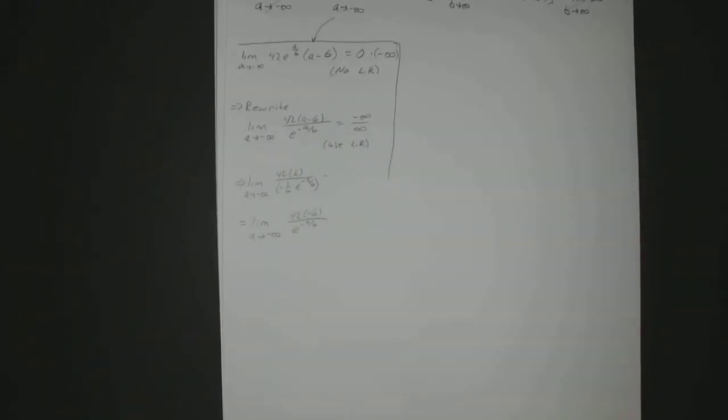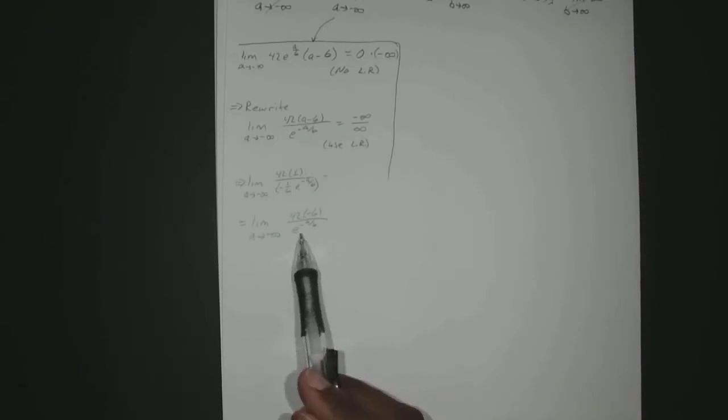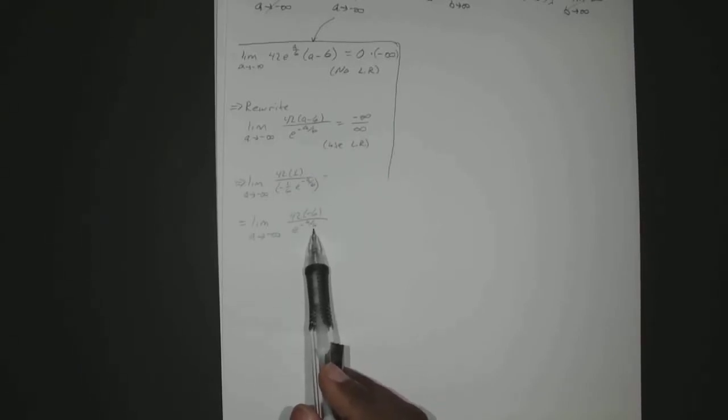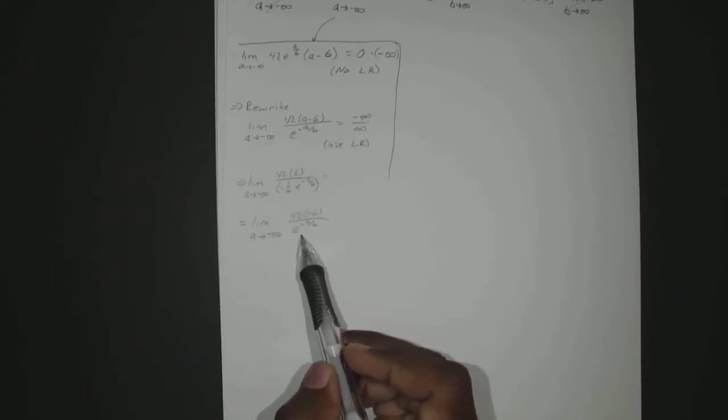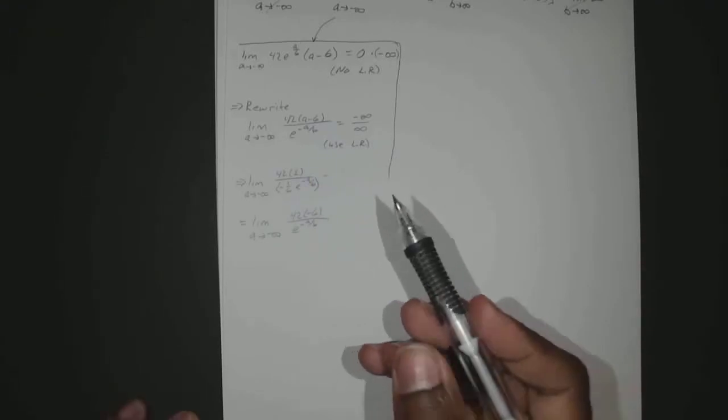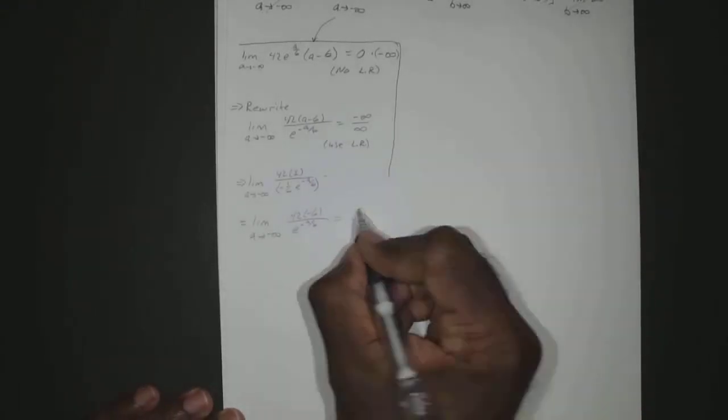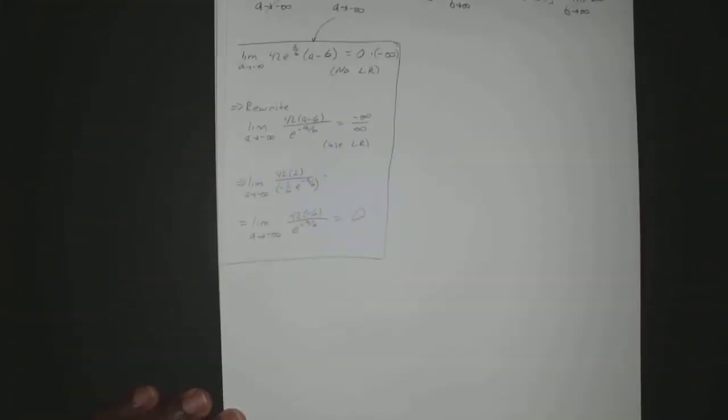Okay. Now after all of that, if we plug in negative infinity, we end up with e to the positive infinity over 6. So e to the positive infinity just gets bigger and bigger and bigger. So we have a constant divided by a number that's getting bigger and bigger, which means the limit is equal to 0. So we did all that work to end up with 0.